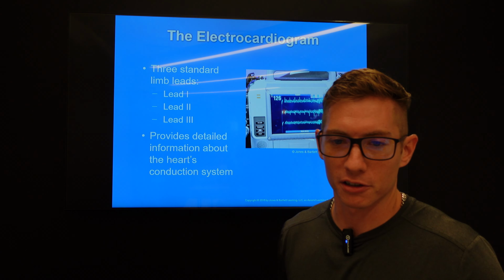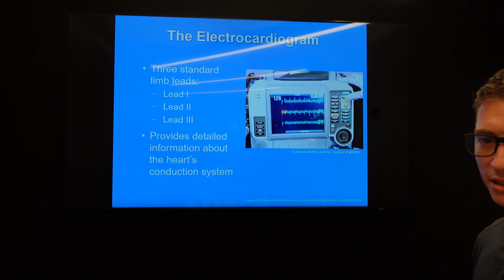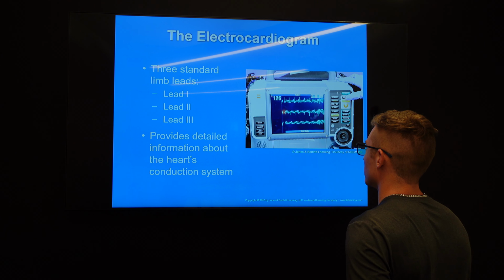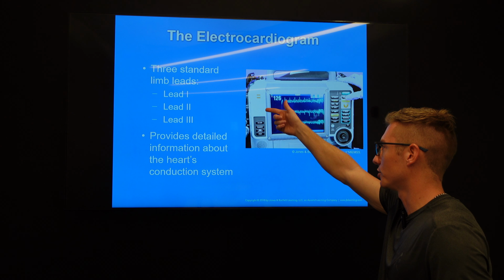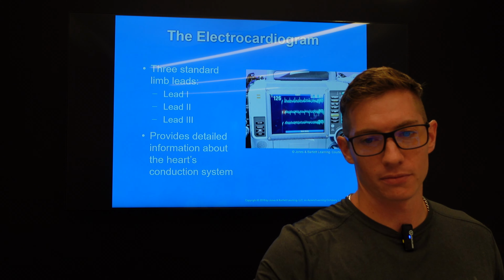Electrocardiogram, so this is our graphic record of the change in voltage that occurs in the heart muscle during depolarization and repolarization. This is how we can read the heart through lead 1, 2, and 3. It provides detailed information about the heart's conduction system.